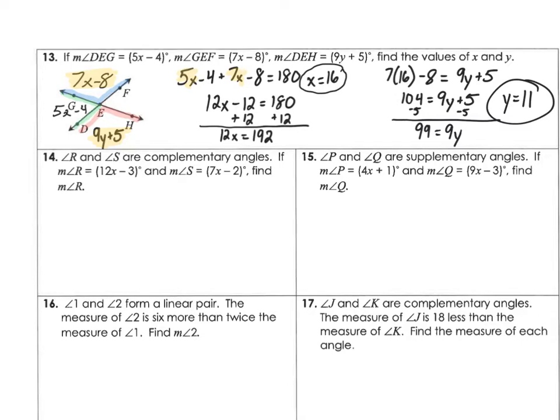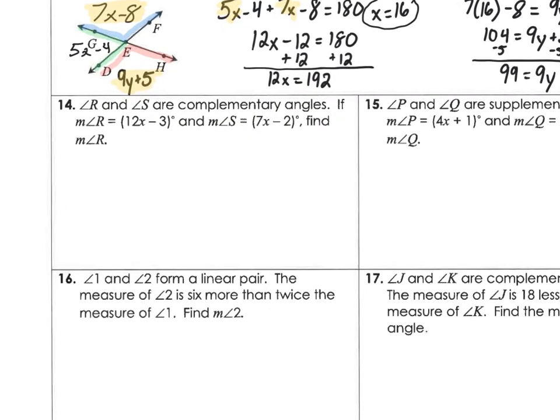So we'll do 14, 15, and then we'll do 18. Okay, so let's go to 14. R and S are complementary angles. Complementary equals what? 90. Good. Okay, so angle R is 12x minus 3. Angle M is 7x minus 2. Find the measure of angle R.